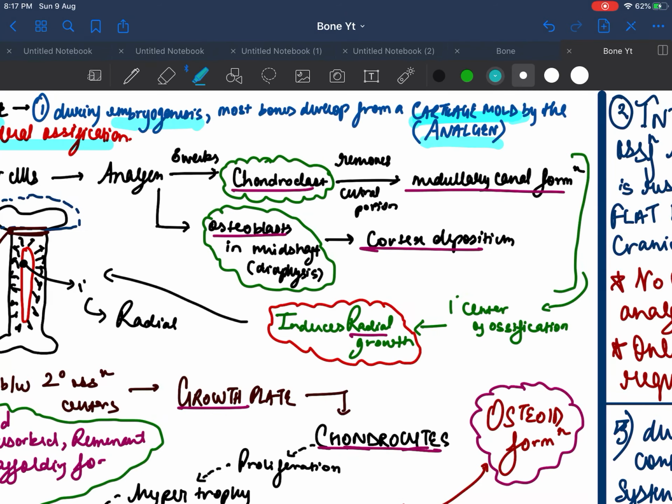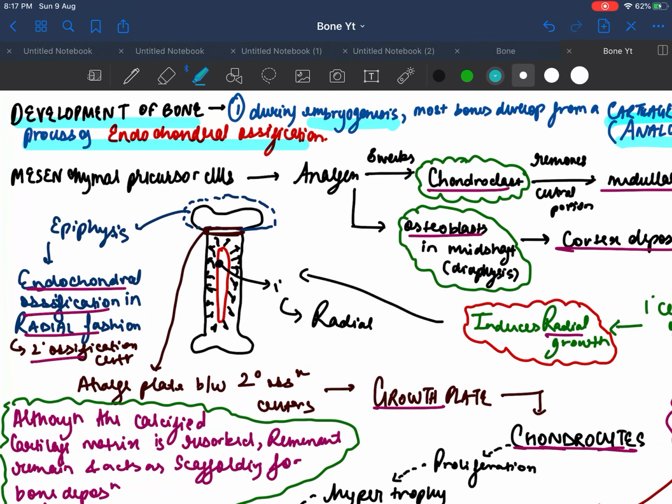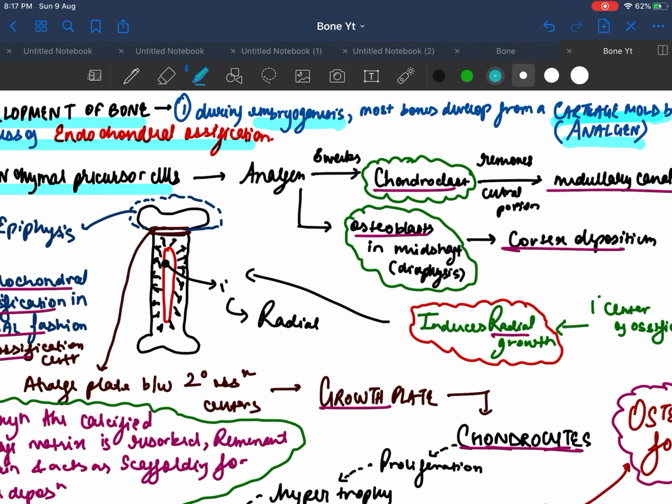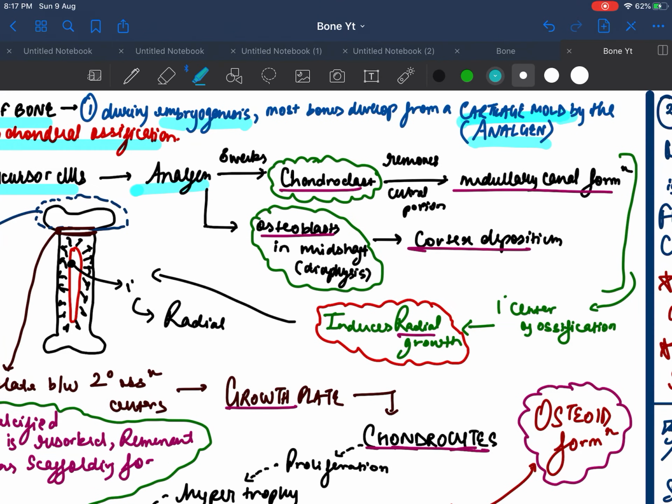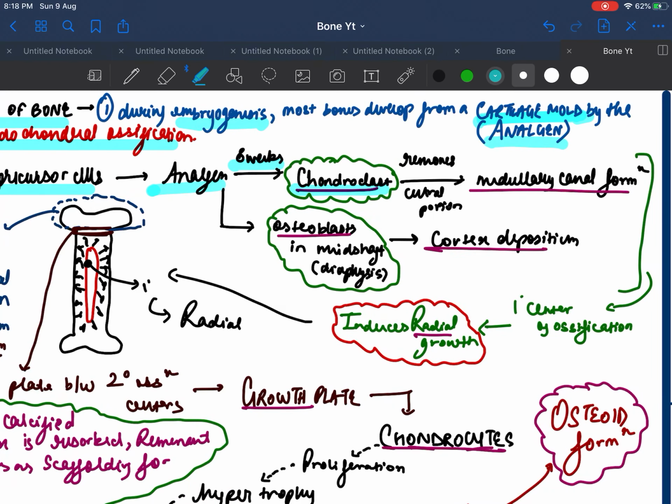So what happens? We have the mesenchymal precursor cells in that area, which lead to formation of the cartilage mold, which is known as anlage. So what happens during the 8th week? During the 8th week of gestation, two types of cells are activated or formed. One is the chondroclast. This is not an osteoclast, I'm talking about a chondroclast, because please remember, we have a cartilage which will eventually be formed into a bone.